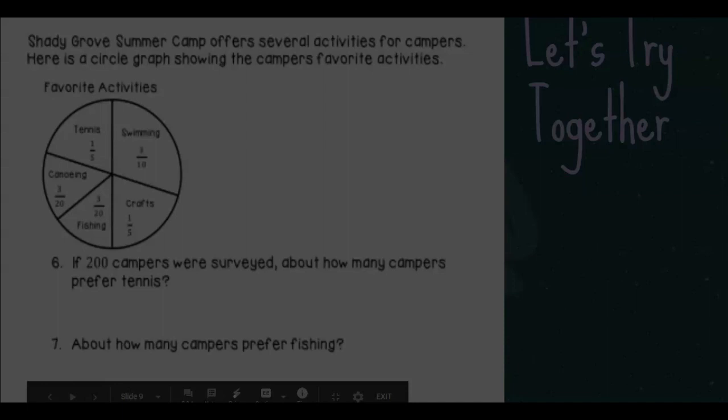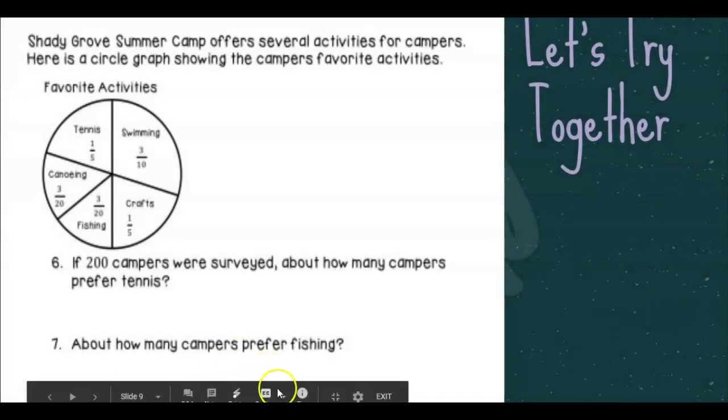So you have those two different methods to do the same exact thing, and your answer will come out to be exact. Okay.